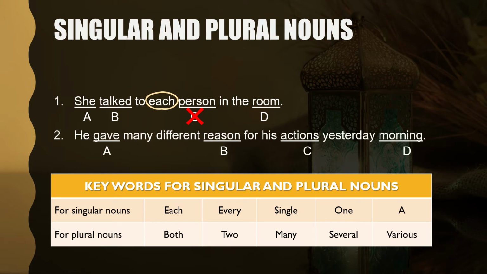The next example, he gave many different reasons for his actions yesterday morning. The indicator or keyword is many here. Many should be followed by plural. So we change reason into reasons. That's it.